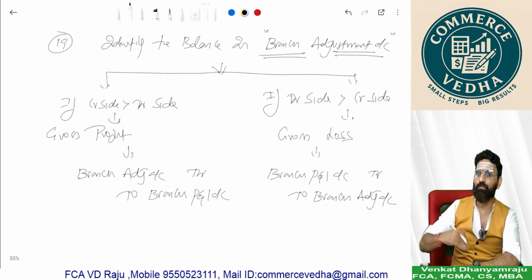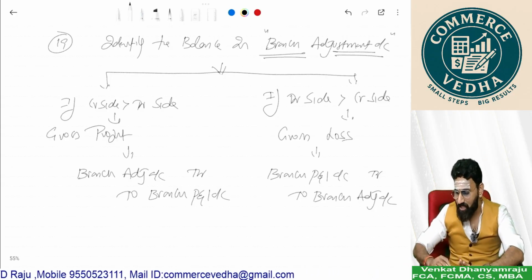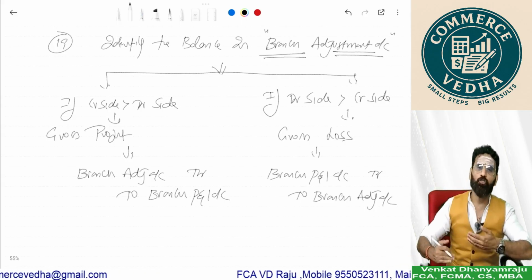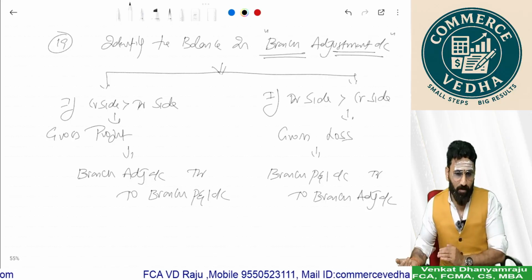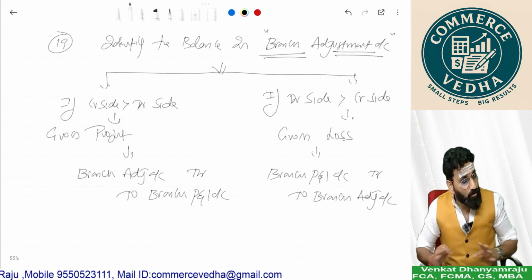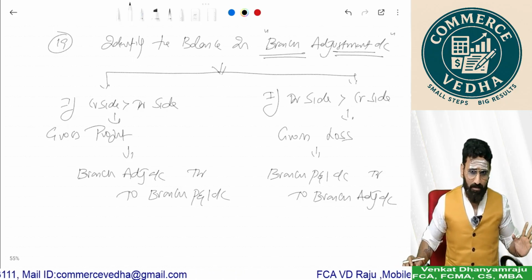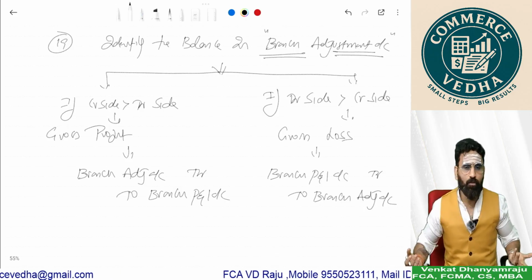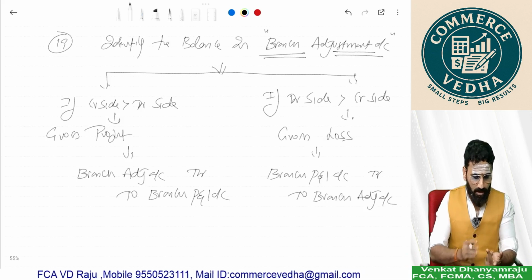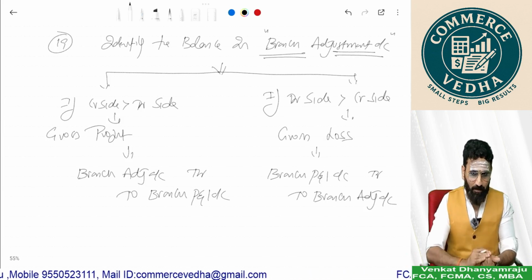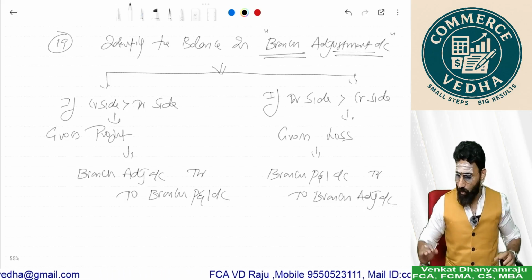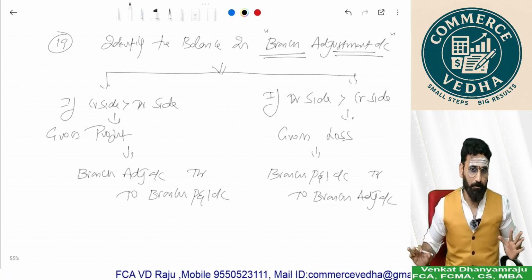So when we are transferring profit to P&L, adjustment to P&L, it should come on the credit side of the P&L. If we are transferring the loss to P&L, it is P&L to adjustment, because loss should come on to the debit side of the P&L. So adjustment account is also closed, right? So how many accounts are closed? Stock account closed, debtors account closed, cash account closed, expense account closed, reserve account closed. Now adjustment account is also closed, right?